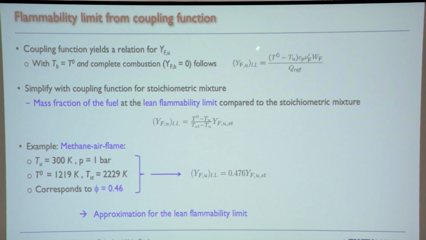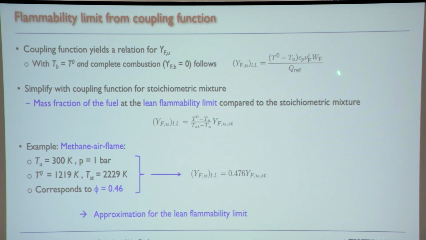From this we can compute this. And now, to make this a little easier, to get rid of all of this, I write the exact same coupling function here for stoichiometric conditions. Then Y fuel unburned at stoichiometric conditions is equal to TB at stoichiometric conditions, and the rest the same. And then I divide them by each other, so I get Y fuel at the lean flammability limit divided by the stoichiometric condition, and that's equal to T0 minus TU divided by T stoichiometric minus TU.